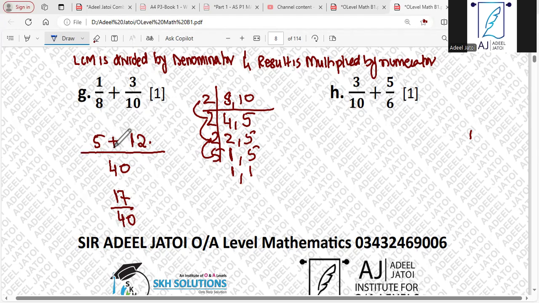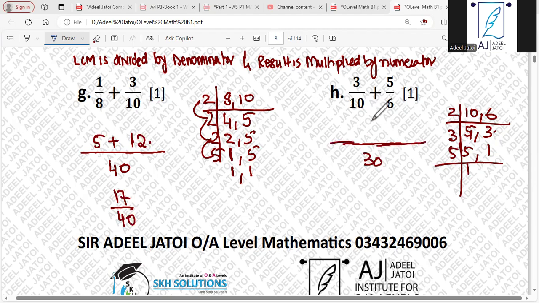Let's do part H. 10 and 6. So 10 and 6. 2, 5 and 3. 3, 1. 5 is remaining. 5, 1, right? So 5 3s are 15. 15 twos are 30, becomes the LCM. And 30 divided by 10 is 3. 3 3s are 9. 30 divided by 6 is what? 5. 5 into 5 is 25. So 25 plus 9 is what? 34 upon 30 becomes your answer for part H.